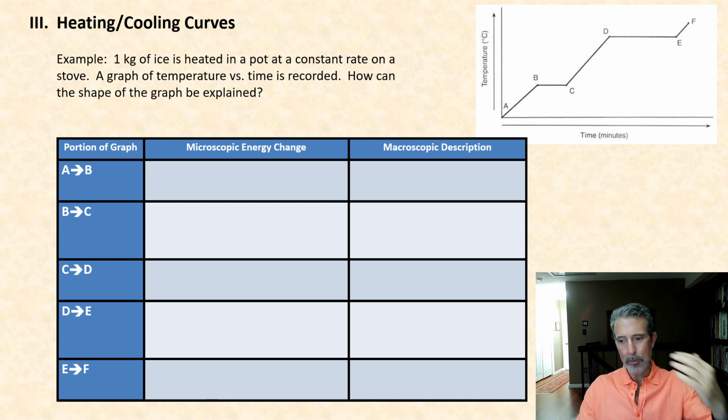So for example, if in 5 minutes we've added a certain amount of heat to our sample, we can assume that in 10 minutes we've added twice as much heat to the sample. That's what we mean by adding heat at a constant rate.